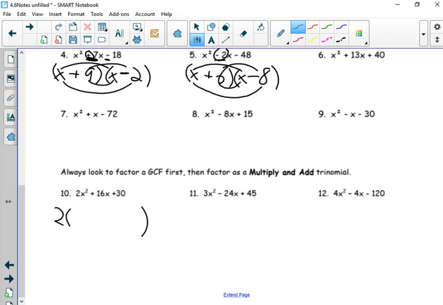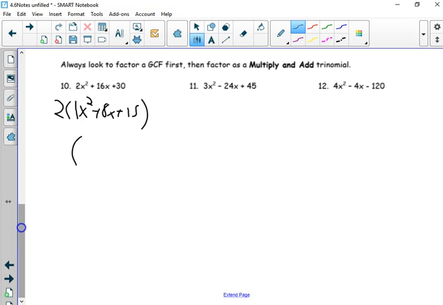And now we're going to factor, divide. 2 divided by 2 is 1, x squared, which brings us back to what we've just been doing. 16 divided by 2 is 8, x tags along, and this is 15. Now we do what we just did. Very easy. We're going to find two numbers that multiply to give me 15 that add up to 8. I think we already did it. It was 5 and 3, right?